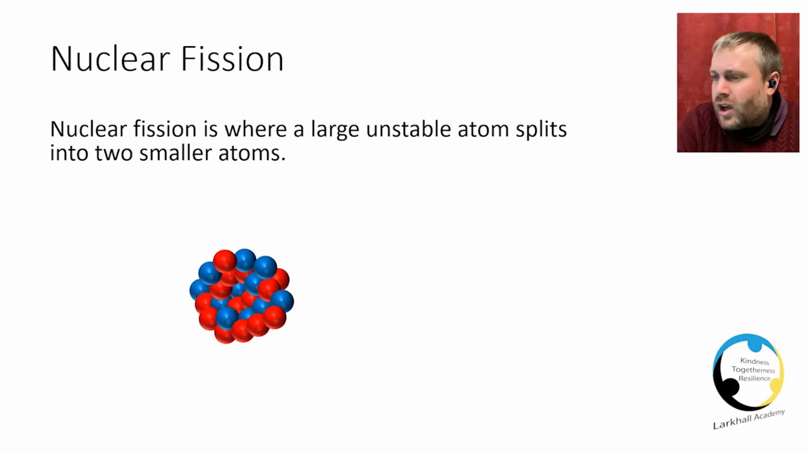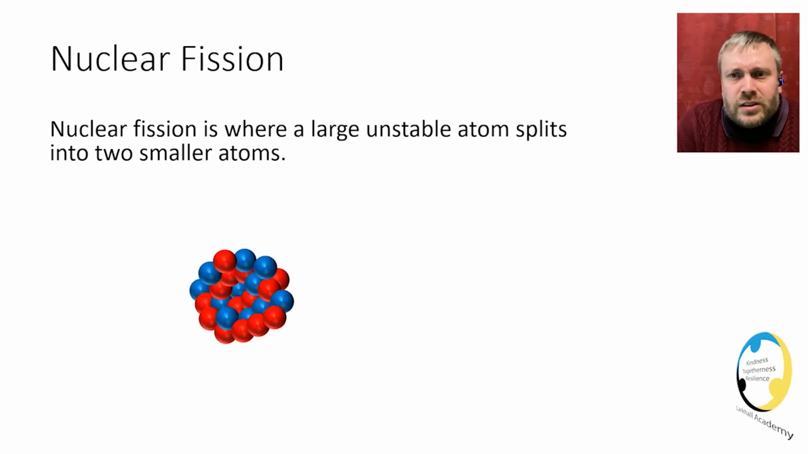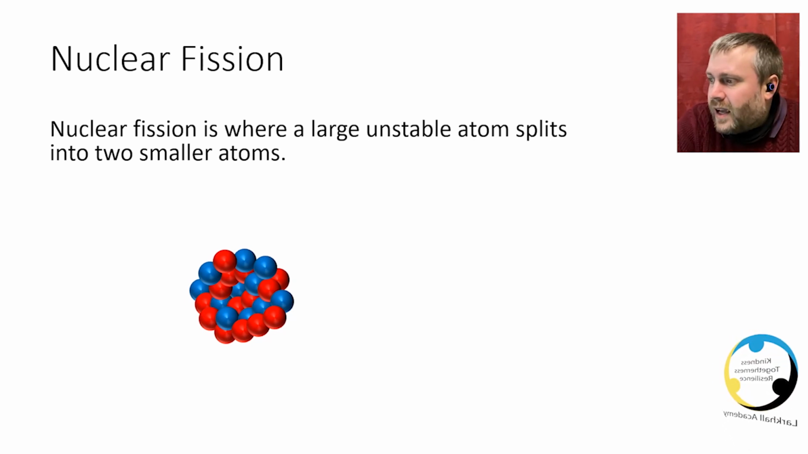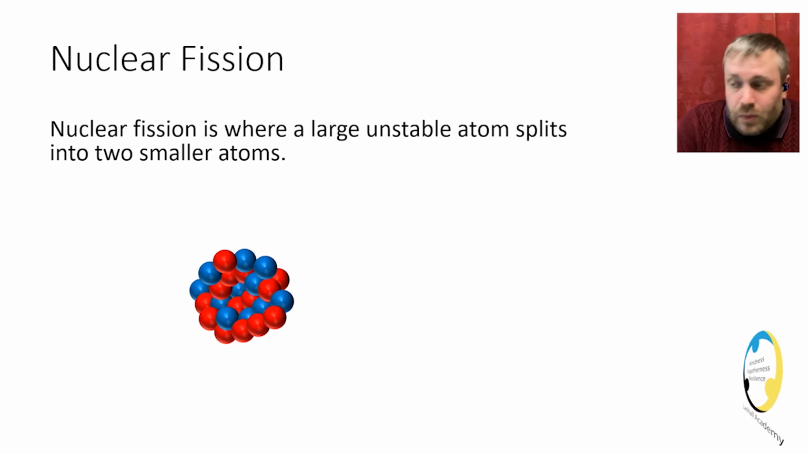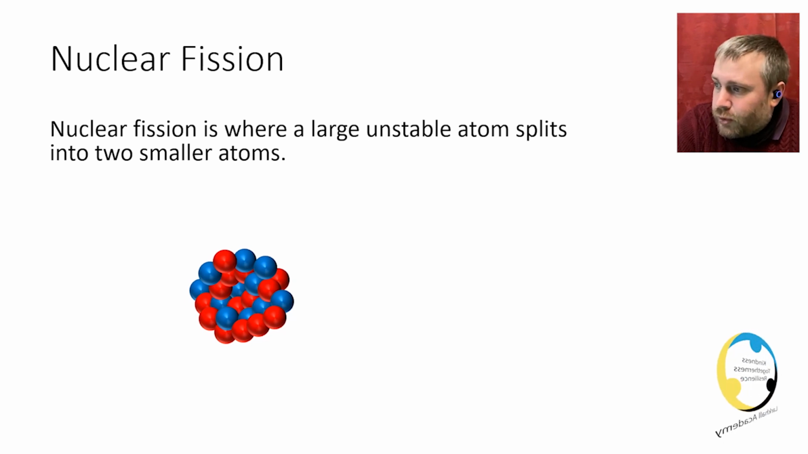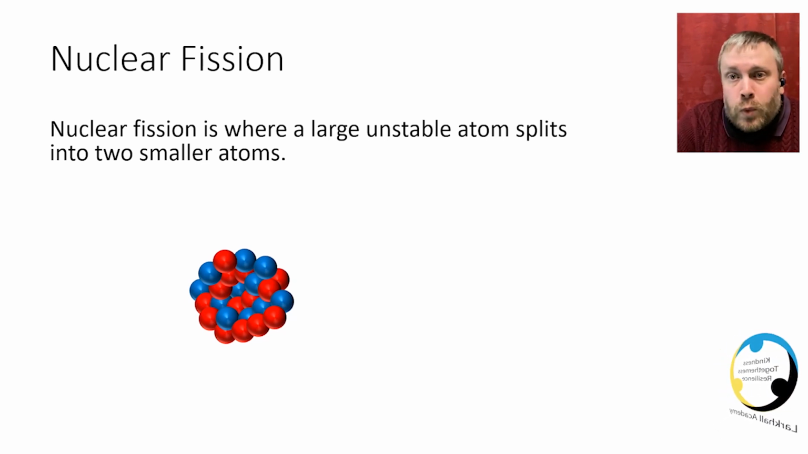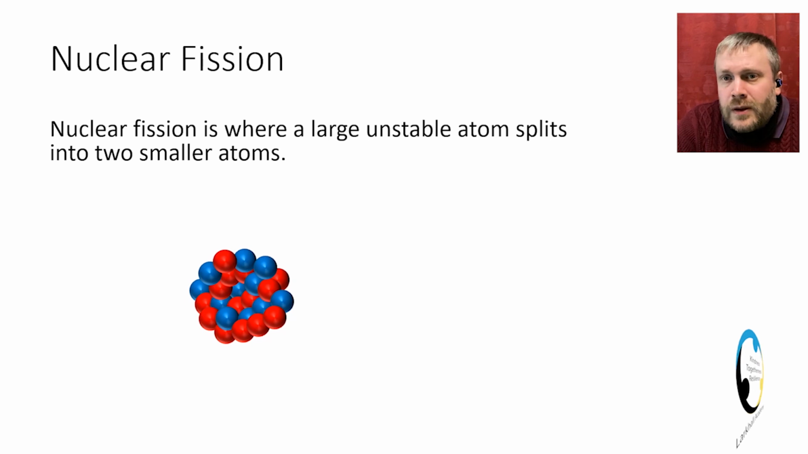So we tend to just concentrate on the nucleus, because the nucleus is where all the important things are happening here. So we've got a large nucleus here, and essentially this nucleus splits into two, and we end up with two smaller atoms. Now, what we can do is actually cause this to happen artificially.